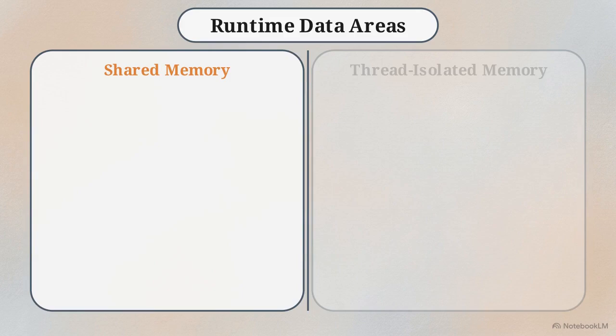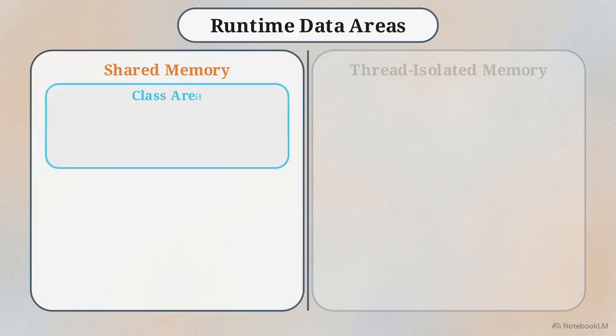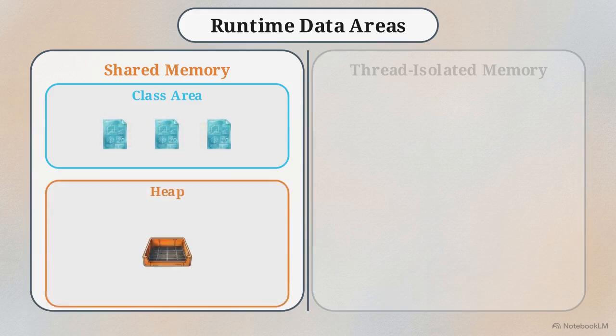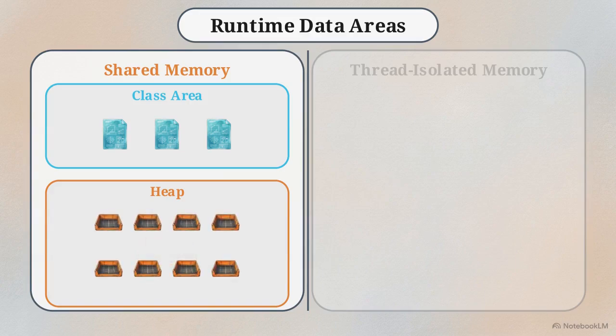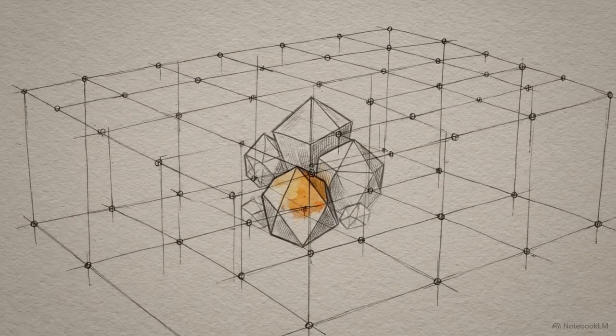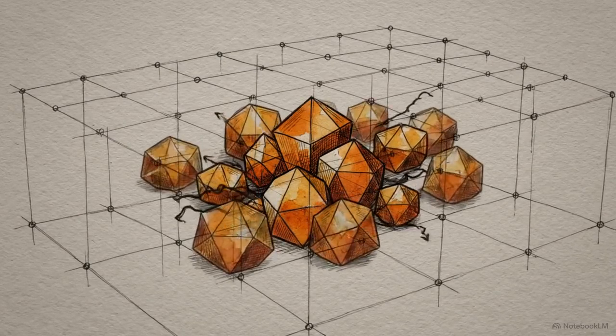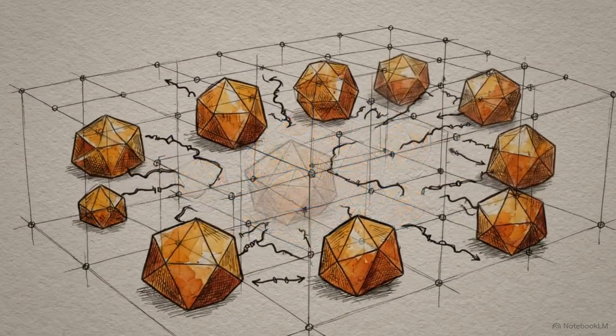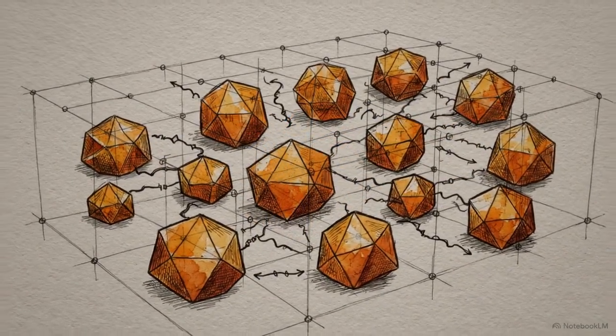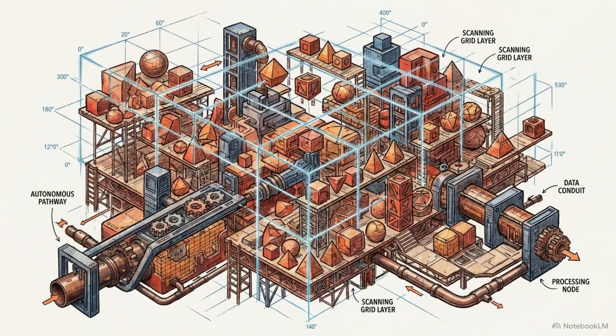Once inside, bytecode enters the runtime data areas, strictly partitioned into shared and thread-isolated memory. In shared memory, the class area receives the bytecode, storing structural metadata and blueprints. Adjacent is the heap, the JVM's massive primary workspace. The heap is where all actual objects live. Using the new keyword spawns a dynamically instantiated object directly into this shared expanse. Because it is globally accessible, this space fills up quickly.